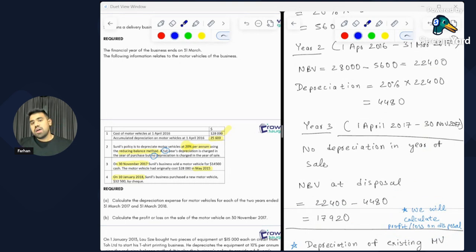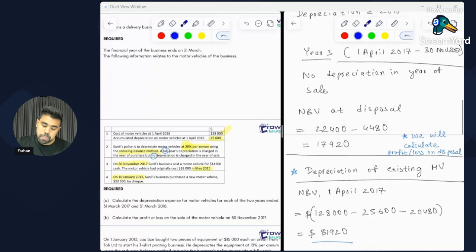Now, anything else you think we can depreciate between 1 April 2017 and 31 March 2018? Yes, the existing motor vehicles. We know that we have bought new motor vehicles. We also know that we have sold some motor vehicles, but what about the existing old motor vehicles that we have been using from the previous financial years and are also using in this year?